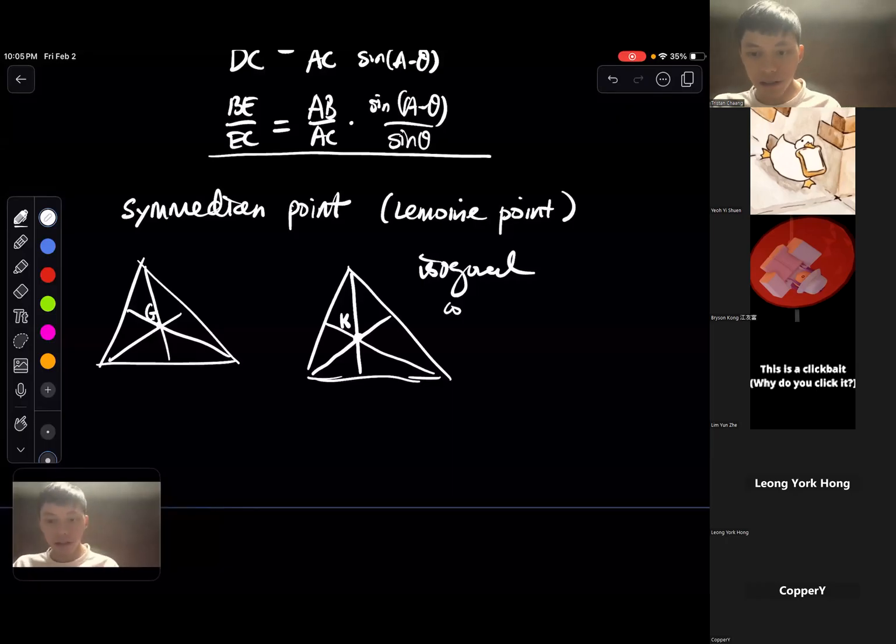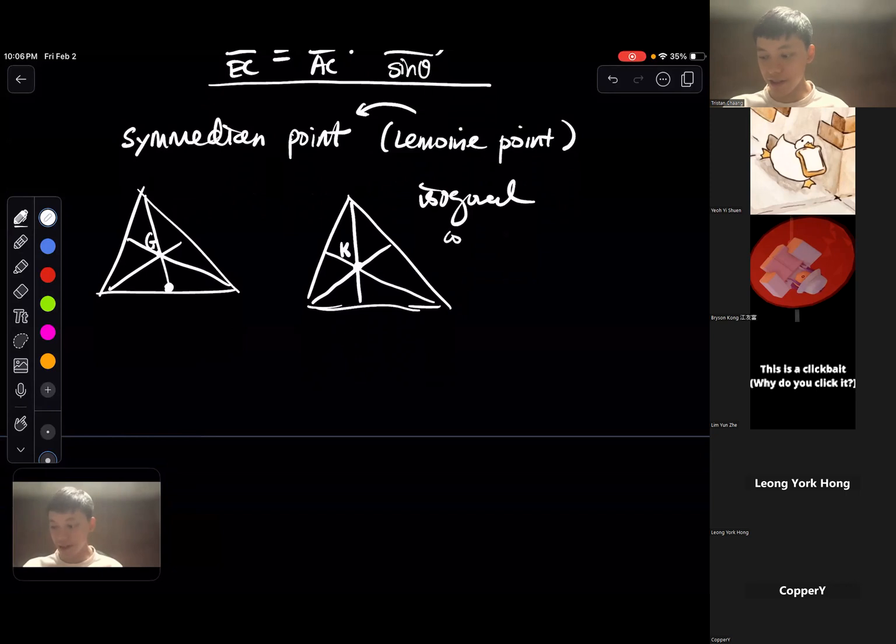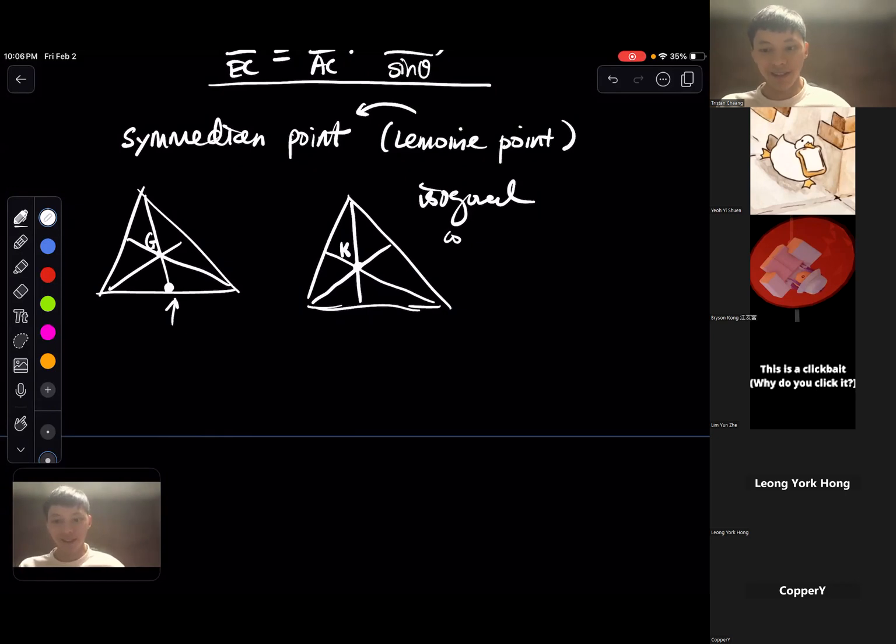The Lemon point is the isotomic conjugate of G. No, it is the isogonal conjugate of G. I mean, these two are the same thing, it's just another name for it. Isogonal, because the isotomic conjugate of the centroid is itself. If you take this, reflect across the midpoint, it's still this. So the isotomic conjugate of G is G, but the isogonal conjugate of G is K.